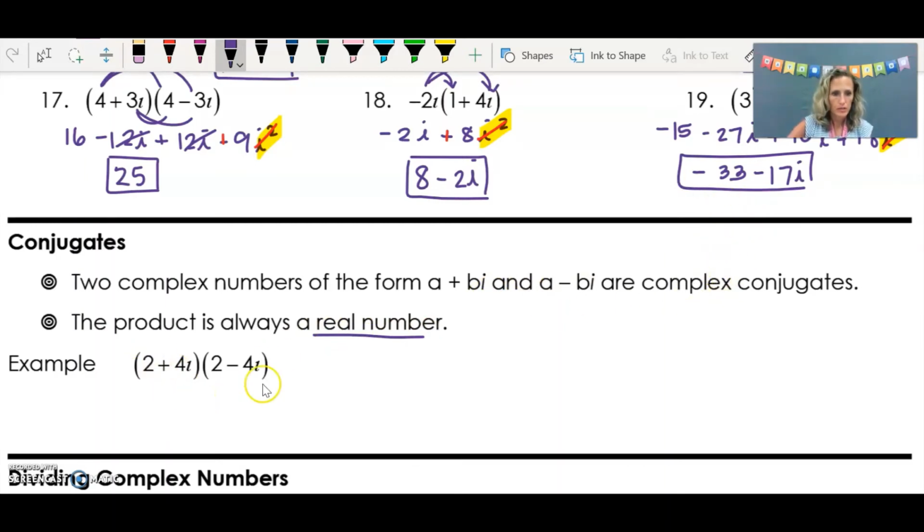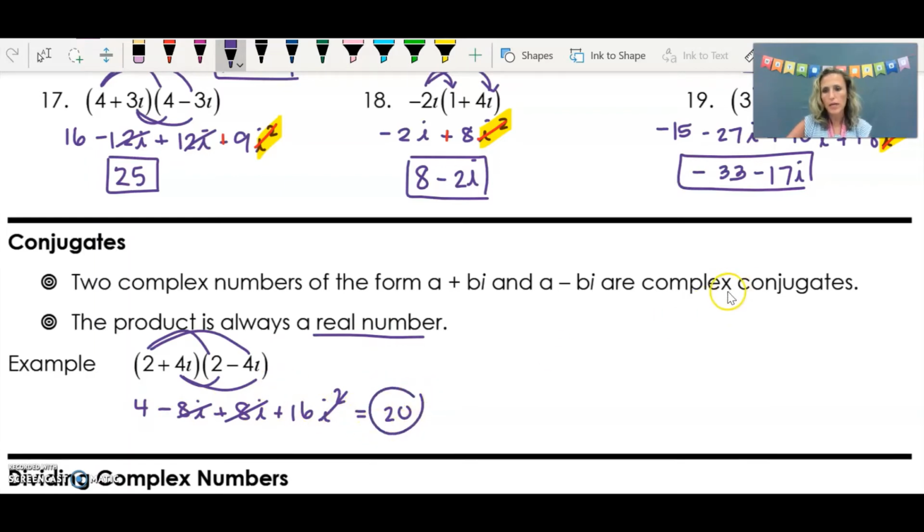That's convenient, and that helps us on the next set of problems. So here's an example of multiplying complex conjugates together. You have 2 times 2, which is 4, 2 times negative 4i, which is negative 8i, positive 4i times 2, which is positive 8i, and then positive 4i times negative 4i, which is negative 16i squared. Again, the negative 8i and the positive 8i eliminate one another. We have this i squared, we switch the sign, and we get 4 plus 16, which is 20. So complex conjugates are nice because they cancel out the imaginary parts and give us a nice real number result.